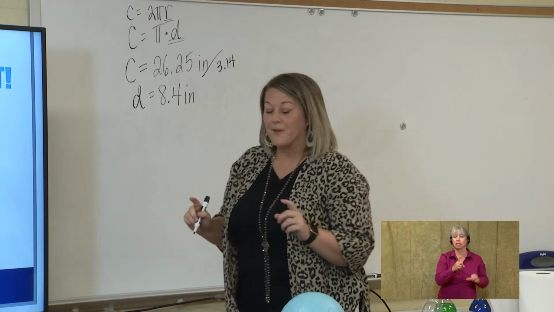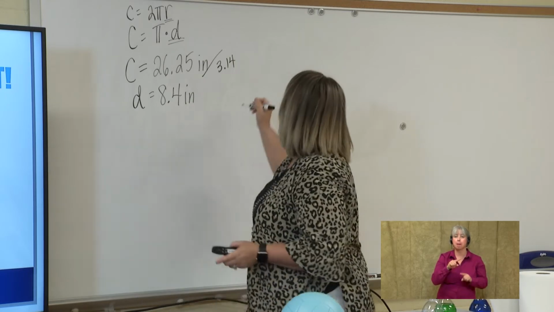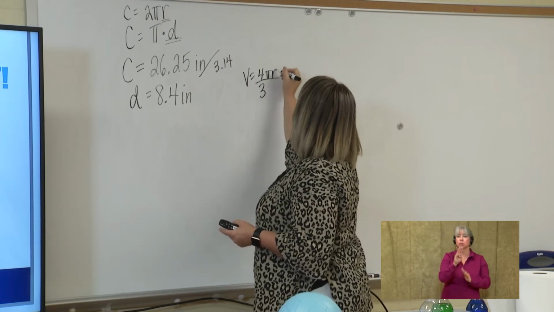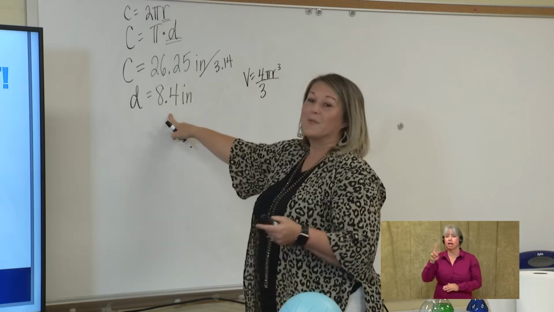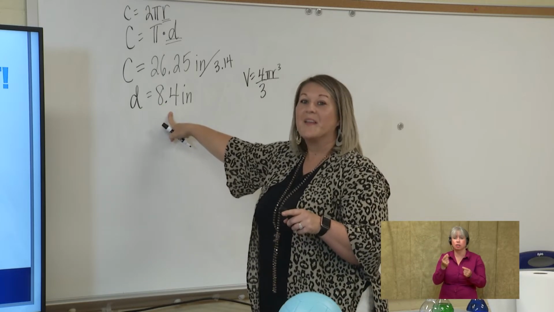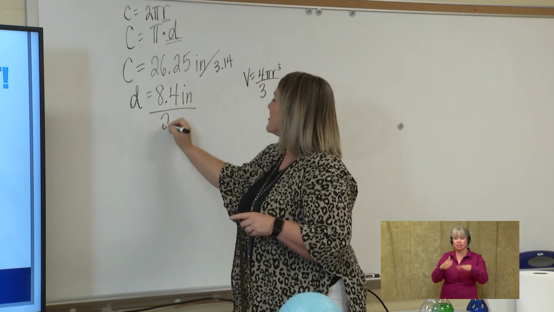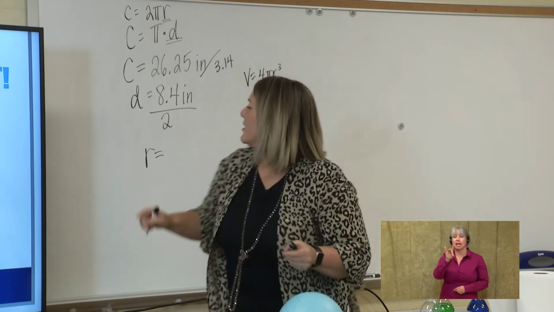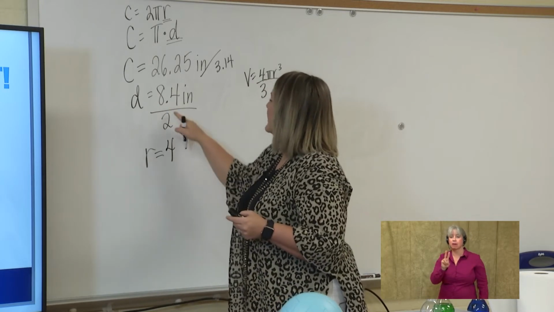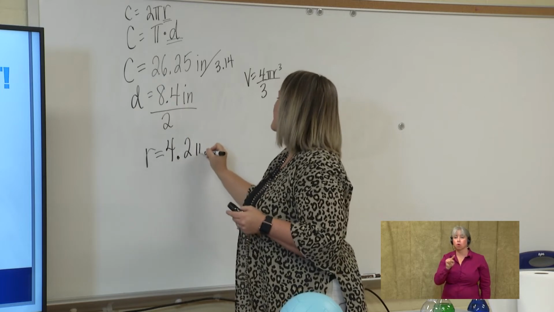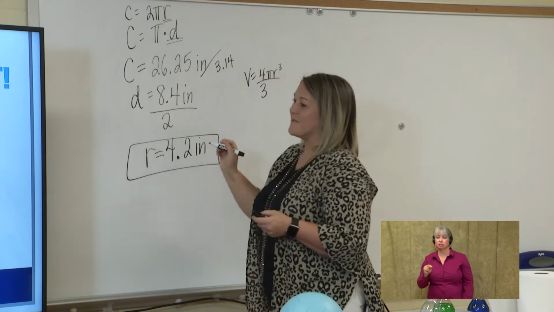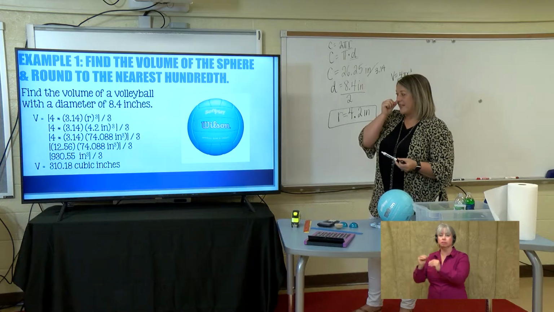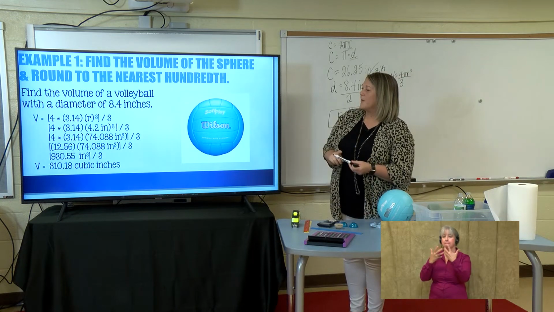Now, in our formula for a sphere, though, what do we need? Remember, our volume of a sphere is 4/3 pi times the radius cubed. So we need the radius. We have the diameter. What can we do here to get the radius? That's right, we can divide by 2. So our radius would equal 8.4 divided by 2. We know that 2 goes into 8 4 times, and 2 goes into 4 2 times, so 4.2. So here's what we're going to be using for our formula. And that is exactly what we have there on our screen, on our TV. So we're going to put 4.2 inches in.